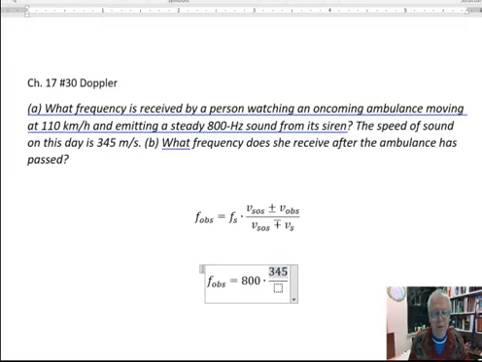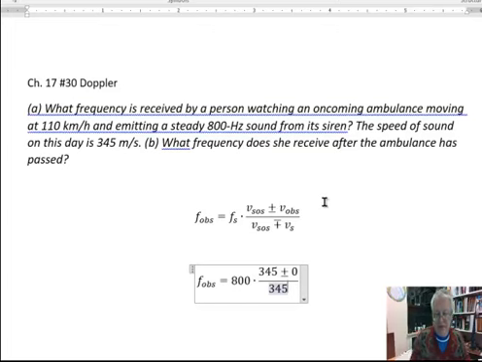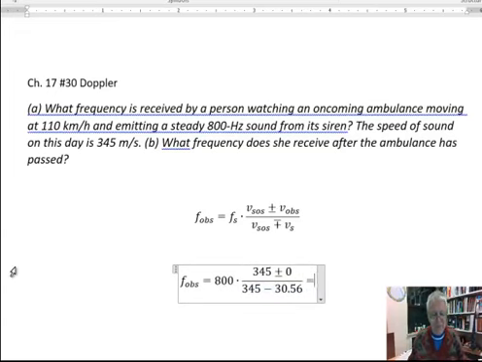There is no observer motion: the observer is not moving, the source is moving. So the ambulance is moving toward the observer, so I'm going to have a 345 and apply the top one because it says toward, so that minus there. And then I cannot plug in 110, I have to convert that to meters per second, so I divide by 3.6 and I come up with 30.55 repeating, so 30.56 is what I'm going to do there.